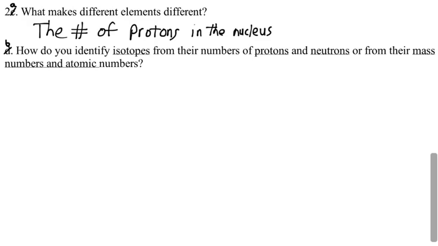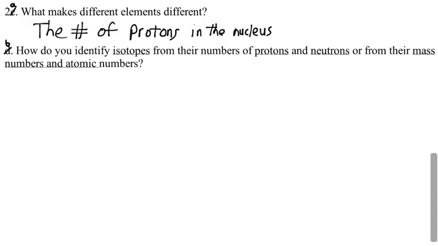And then isotopes are elements. When we talk about isotopes, we generally are talking about the same element. So like carbon-12 versus carbon-13 versus carbon-14. They're all carbons, so they all have the same number of protons. They all have the same atomic number.